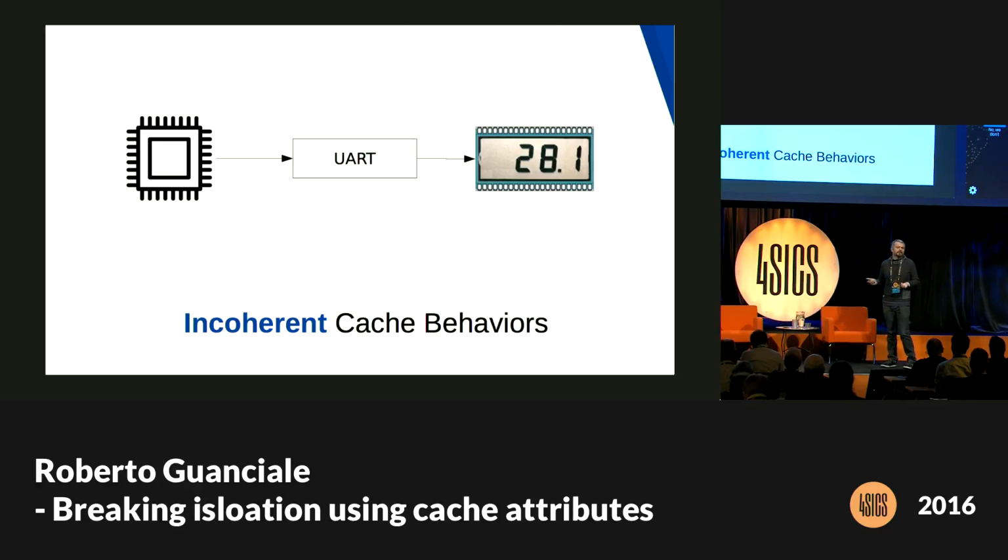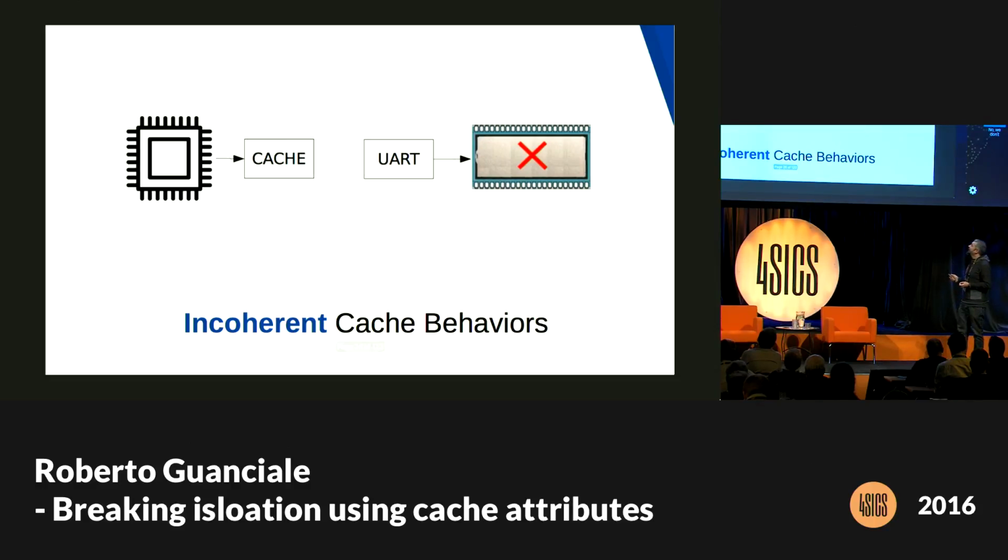But actually, this is not always the case. An obvious scenario: if I have a memory-mapped serial port, when I write on the memory-mapped register of the serial port, I expect this value to be printed on, I don't know, a display. But if the memory-mapped registers are cached, this does not happen anymore, right?